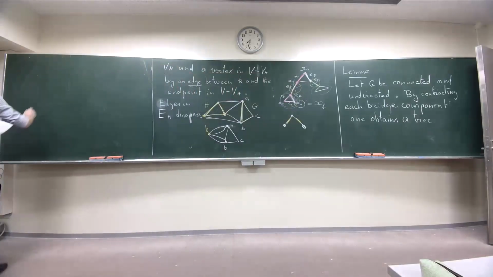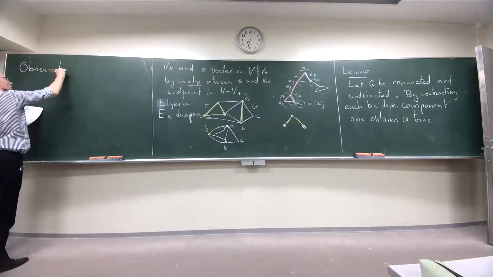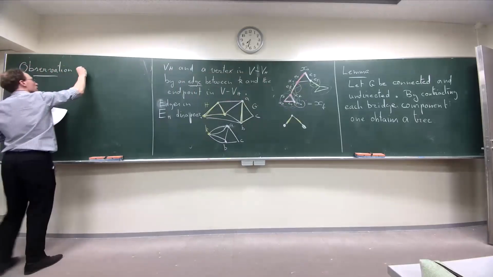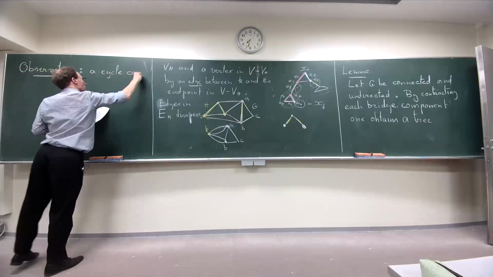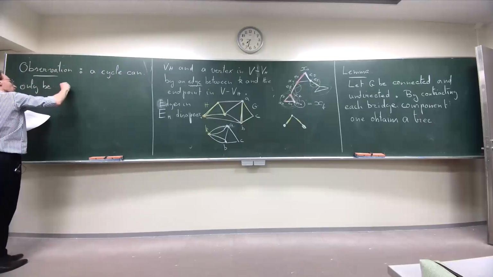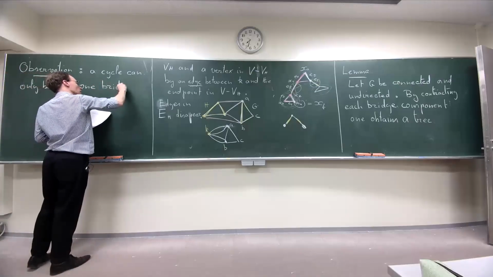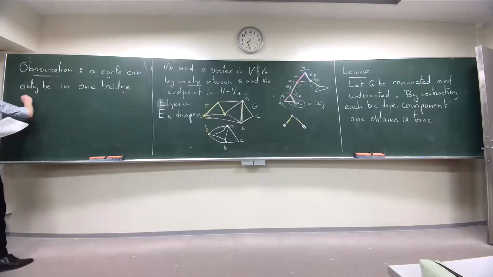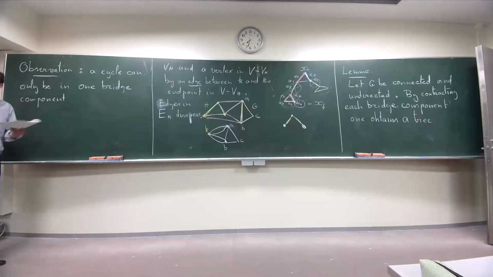So, observation: I should mention it. A cycle can only be in one bridge component. It cannot be between two bridge components by definition. There would be a contradiction.